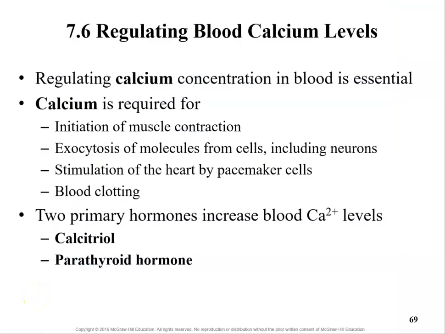Okay, let's talk about regulating blood calcium levels. So it's essential to regulate calcium concentration because calcium is required for the initiation of muscle contraction, exocytosis of molecules from cells, including neurons. So how you release neurotransmitters is going to be calcium dependent. Calcium stimulates the heart, helps the pacemaker cells stimulate the heart, and it's involved in blood clotting. So there are two primary hormones that are going to increase blood calcium levels. It's going to be calcitriol and parathyroid hormone.